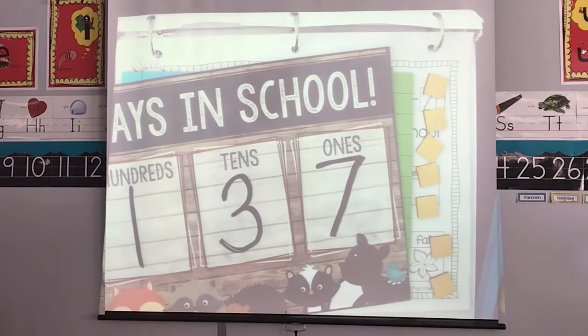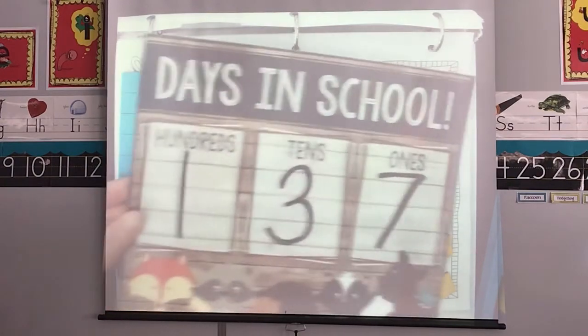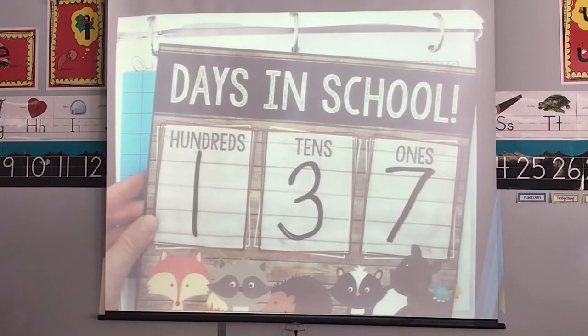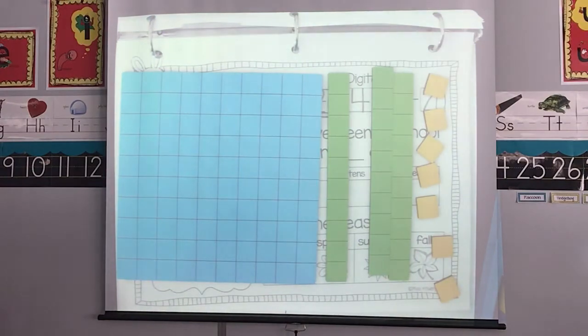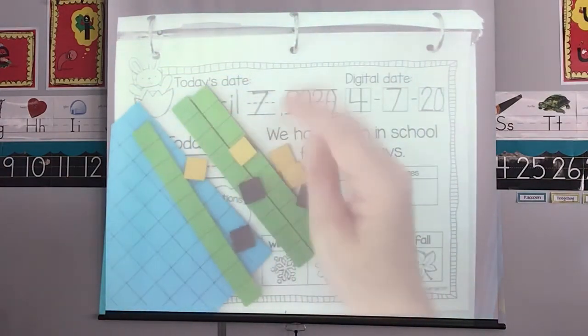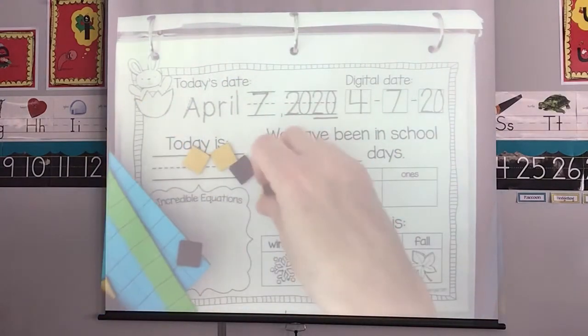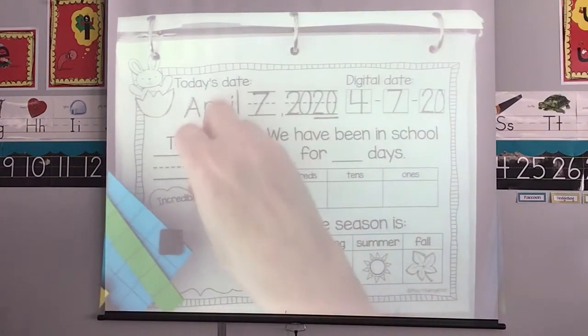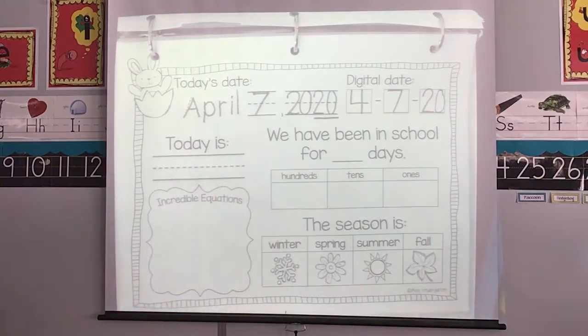137. That is how many days we have been in school. All right, we're going to fill in our calendar now, so I'll slide these out of the way. They're being tricky. These things like to jump off of my whiteboard too, don't they?